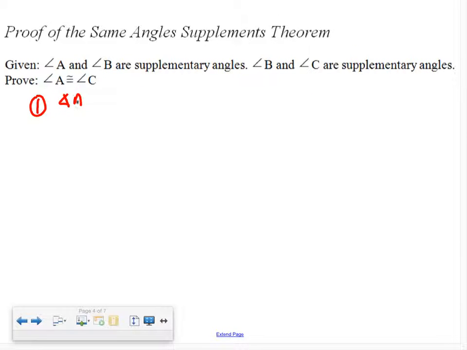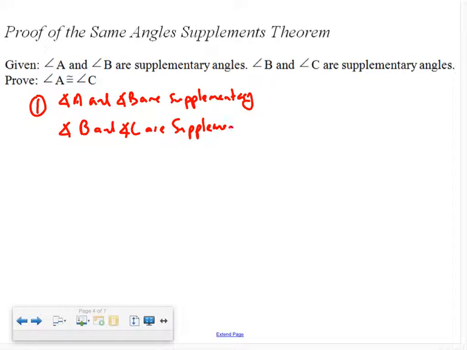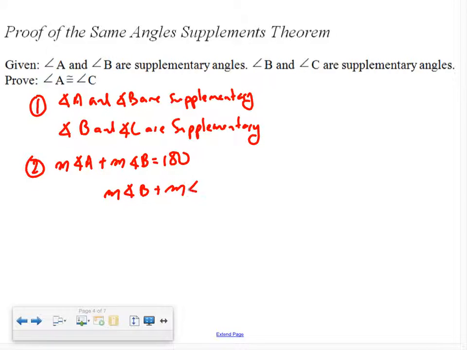So, first statement, angle A and angle B are supplementary. Angle B and angle C are supplementary. Number 2, the measure of angle A plus the measure of angle B equals 180. The measure of angle B plus the measure of angle C equals 180.